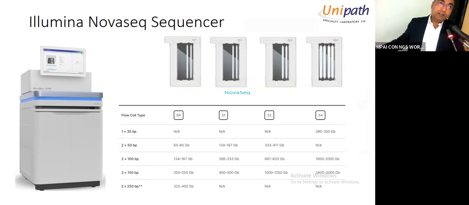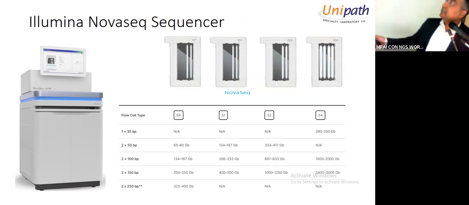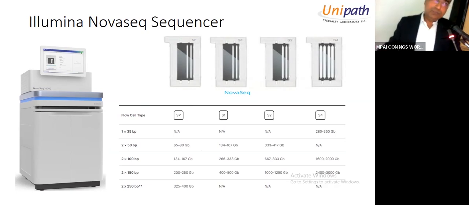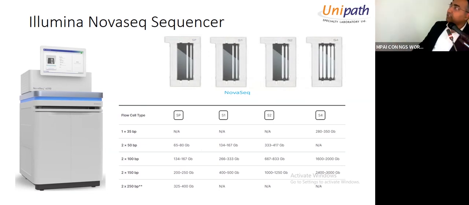At our place, we have a NovaSeq, which is a very high-end equipment. We are using it mainly for whole exome, clinical exome, and transcriptome kind of applications. Those are the applications that we are using. There are 4 flow cells: SP, S1, S2, and S4.